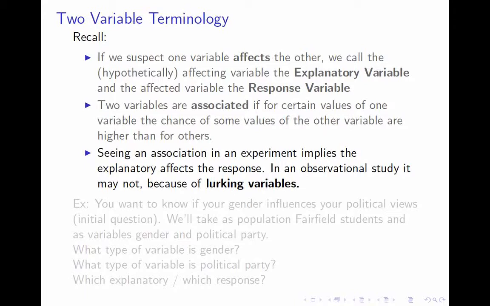And recall, seeing an association in an experiment implies that the explanatory variable affects the response variable, but in an observational study it might not. The reason is because of lurking variables. So let's go through an example very carefully. We'll review the 5 steps of study design and some of the important concepts we've talked about, and then we'll use that as our first example.